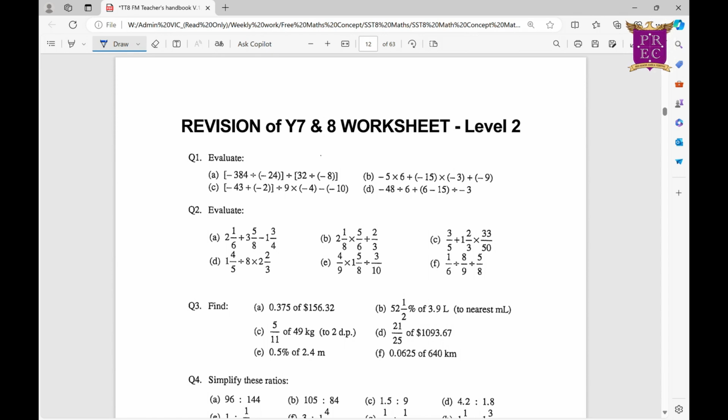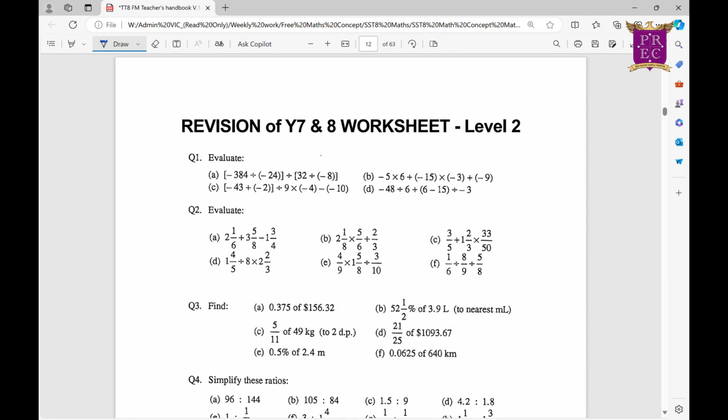Hey guys, this is revision of Y7&8 worksheet level 2. So we're going through the same things that we went through in the previous video: order of operations, fractions, decimals and percentages, and then ratios. It's pretty simple, same as last time. With question 1, we're just doing order of operations. I'll do the first question with you and then give you the answer for the next ones.